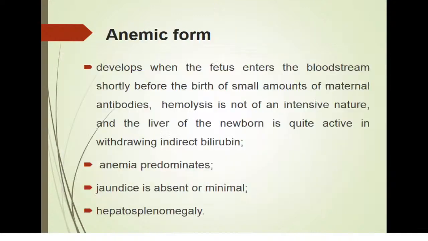The anemic form of hemolytic disease of the newborn develops when small amounts of maternal antibodies enter the fetal bloodstream shortly before the birth. Hemolysis is not of an intensive nature, and the liver of the newborn is quite active in withdrawing indirect bilirubin. Anemia predominates. Jaundice is absent or minimal. Hepatosplenomegaly.